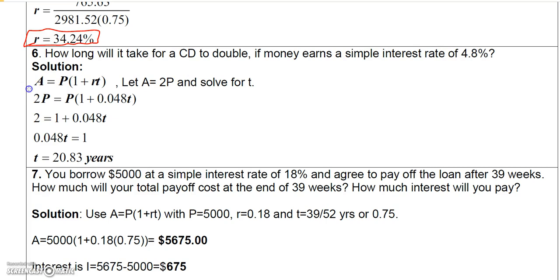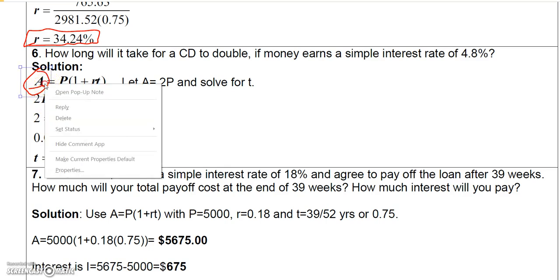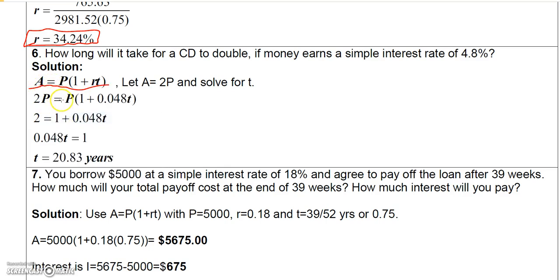So basically I can use this formula, but what you have to do here, even though you're not given the principal, you know that you want the amount to double. So we want the principal to double, so we want our new amount to be twice the principal. So we can replace the amount with twice the principal. And then after I do that, then I could just divide both sides by the principal, and then the P would disappear from the formula completely. So the P would be completely gone.